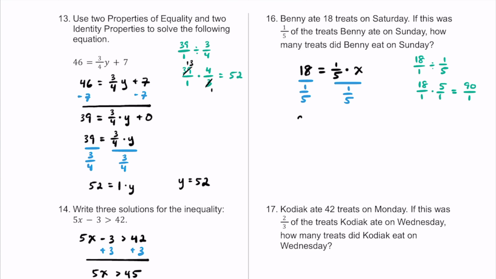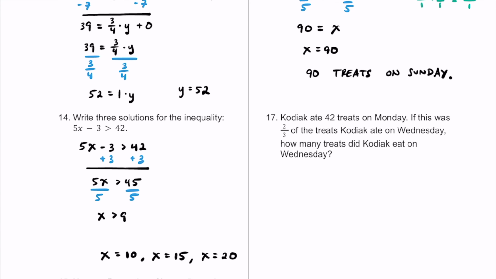So on the left side, we have 90, that's equal to, and on the right side, 1/5 divided by 1/5 is just 1. So we have 1x or just x. So we can say, well, if x was equal to 90, we can say that Benny had 90 treats on Sunday.